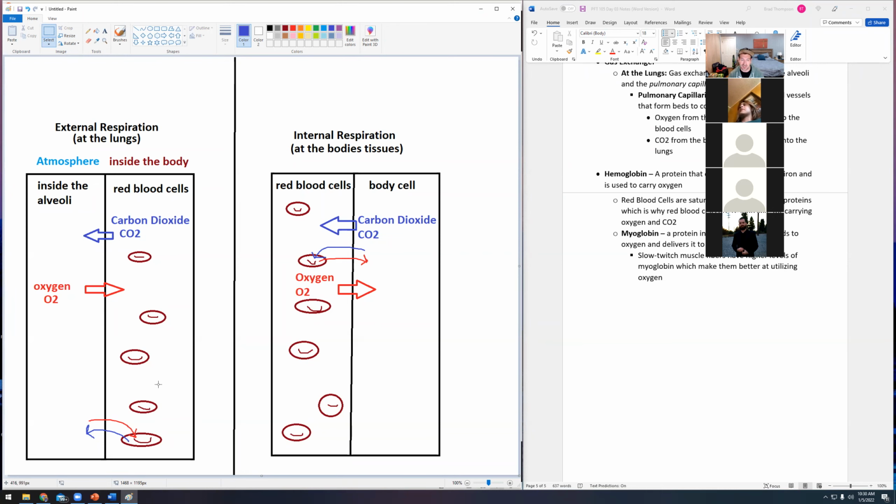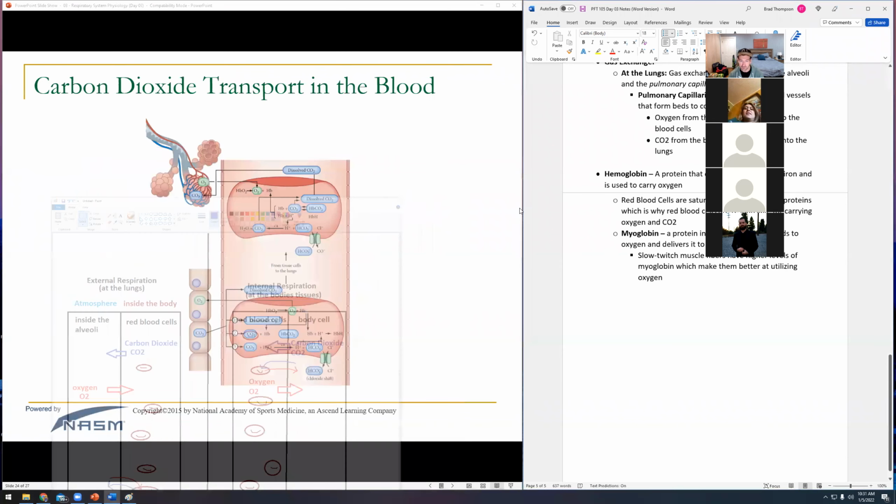And inside your red blood cells, there's a lot of CO2 currently. And there's very little CO2 in the lungs. Because remember, in the atmosphere, it's only like 1% CO2, versus like 20% oxygen. So it drives the CO2 out because of the difference of concentration and because of the differences in pressure. And the exact opposite thing happens at your body tissue level.